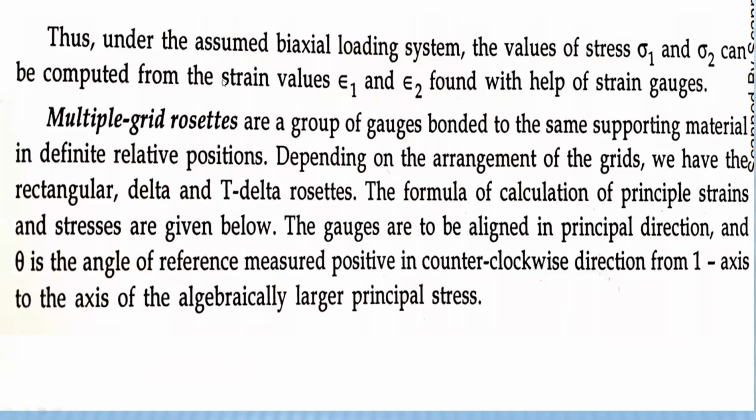Next, under the assumed biaxial loading system, the stresses sigma 1 and sigma 2 can be computed from the strain values epsilon 1 and epsilon 2 found with the help of strain gauges. Multiple grid rosettes are a group of gauges bonded to the same supporting material in definite relative positions. Depending upon the arrangement of the grids, we have rectangular, delta and T-delta rosettes. From that formula calculation, principal strains and stresses are given below. The gauges are to be aligned in the principal direction, and theta is the angle of reference measured positive in the counterclockwise direction.